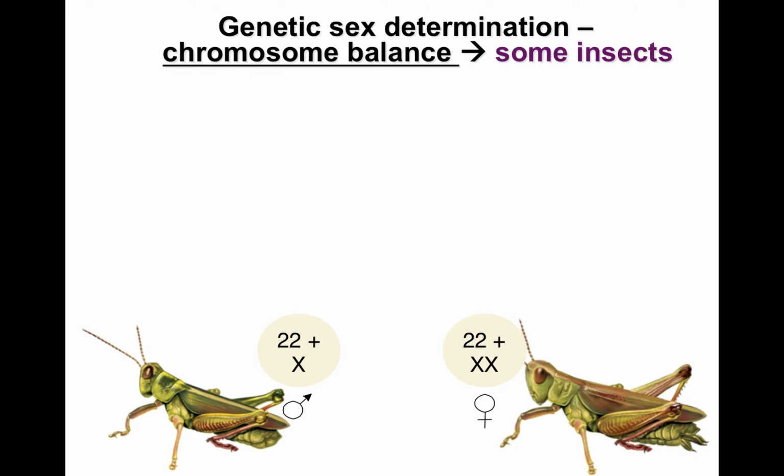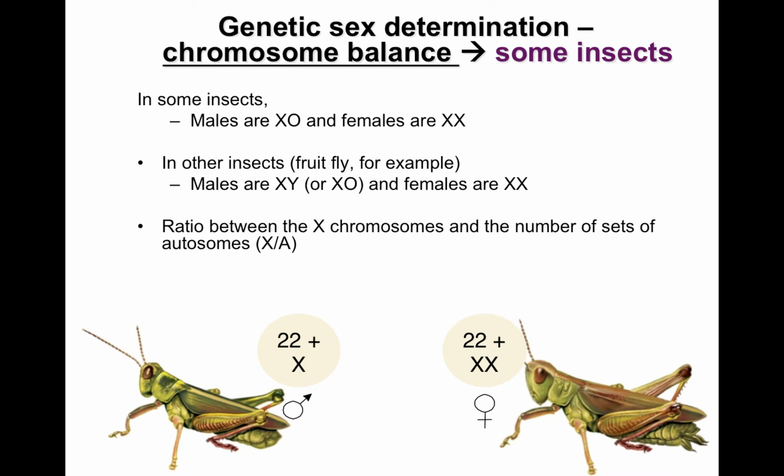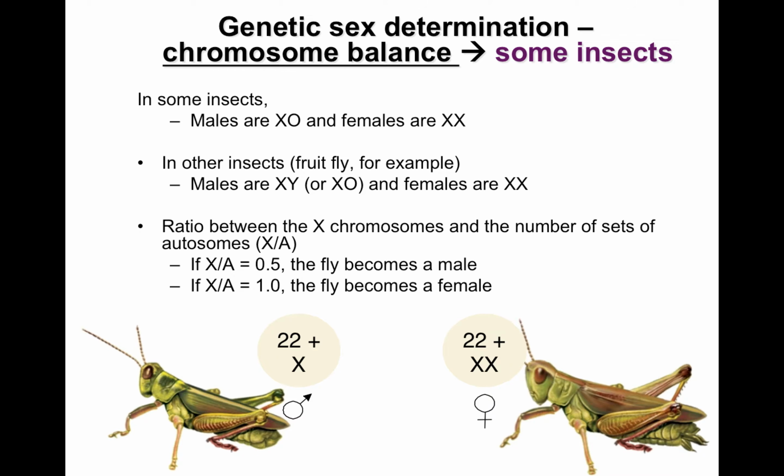Crickets and some other insects, their sex determination is based on chromosome balance. Males are XO and females are XX. In other insects, for example, like the fruit fly, males are XY, but they could also be XO, and females are XX. The ratio between the X chromosomes and the number of sets of autosomes is what determines whether or not a fly is going to be male or female. If the X to autosome ratio is 0.5, the fly becomes a male. If the X to autosome ratio is 1, the fly becomes a female.